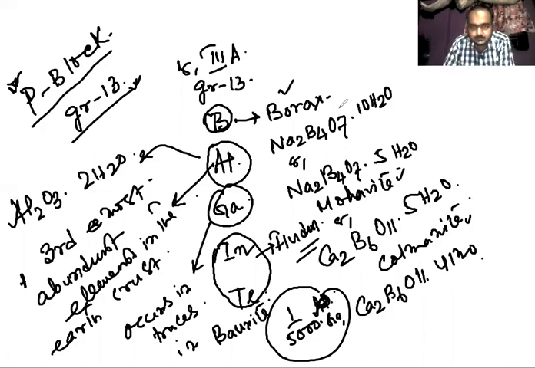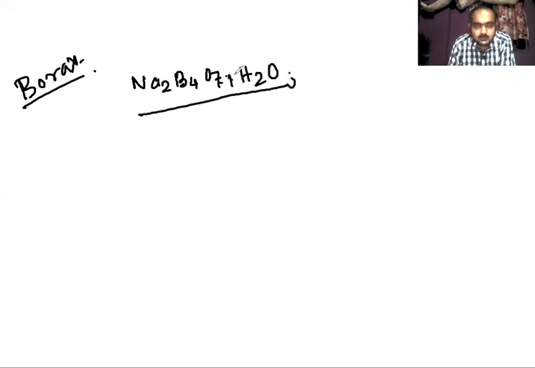Now you should see the structure of borax. Actually, the structure of borax is more important for your entrance examination. So borax, Na2B4O7.10H2O. So this is the structure of borax.